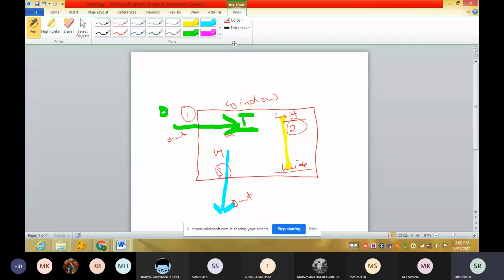Next it will be the fourth one. The fourth one will be entirely outside, out and out. So this is the fourth case. These are the cases that Sutherland Hodgman is going to tell. One will be in and out, second will be out and in, third will be in and in, fourth will be out and out. Are you people clear with these four cases?